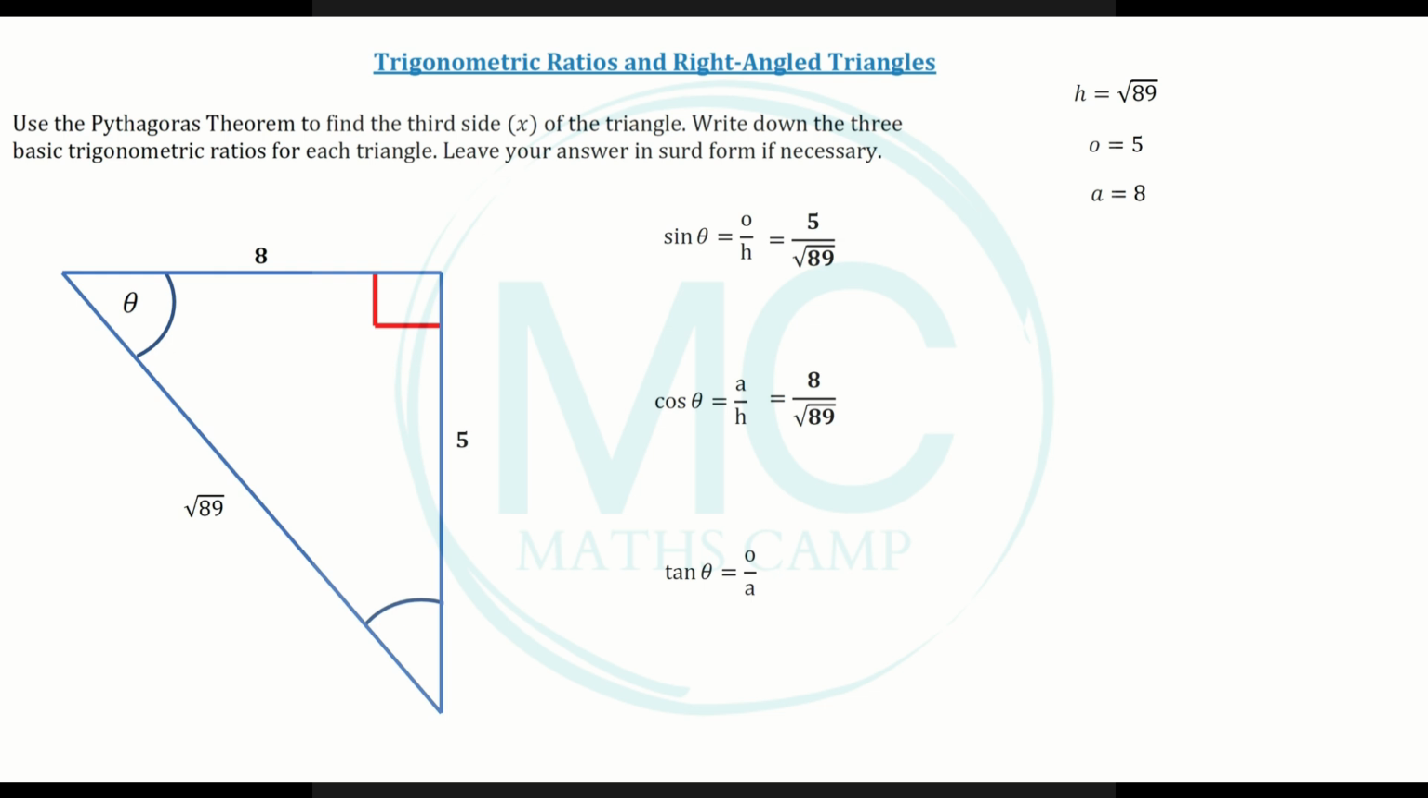Finally, let's look at tan theta. Tan theta is equal to the opposite over the adjacent sides. So we can say tan theta is equal to the opposite side, which is 5, over the adjacent side, which is 8. And we have now finished this question.